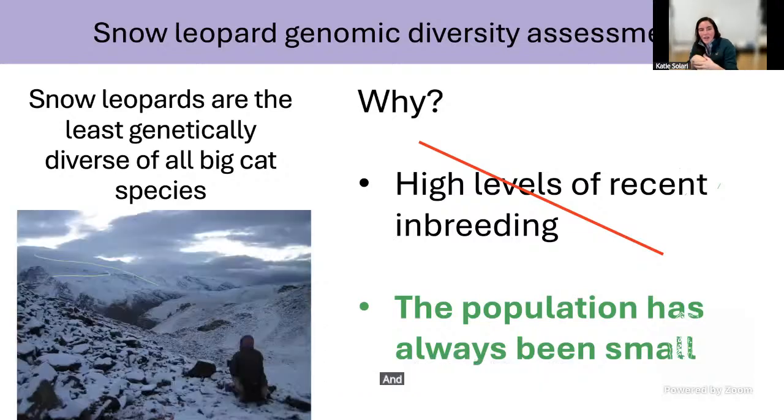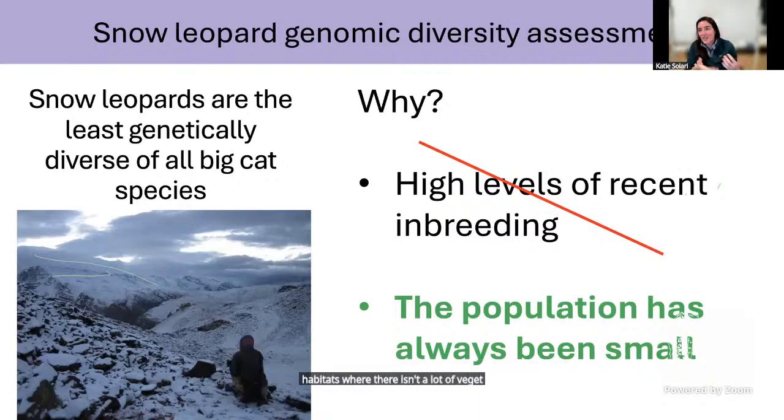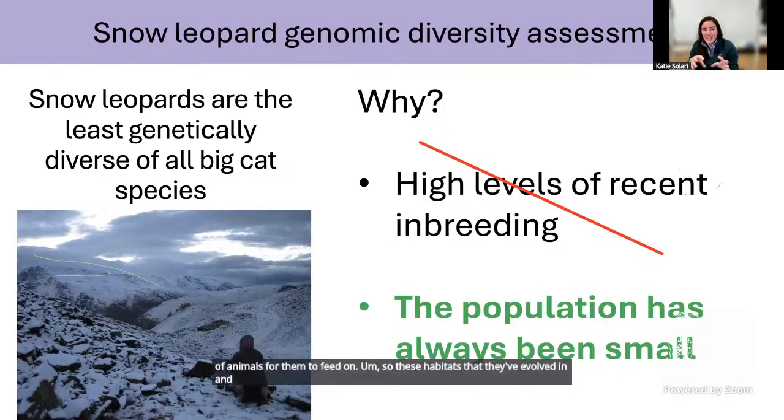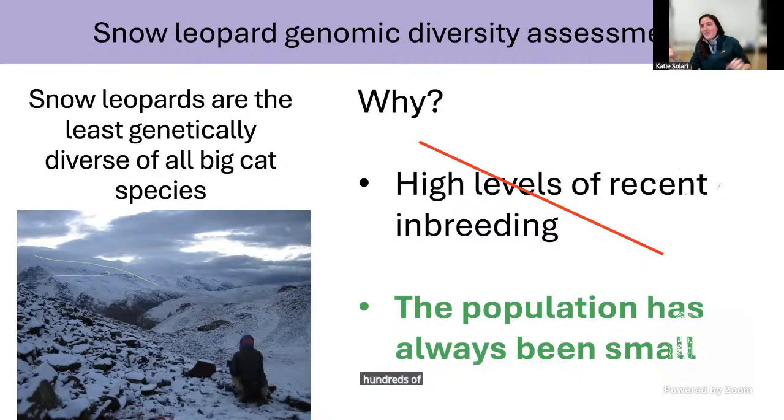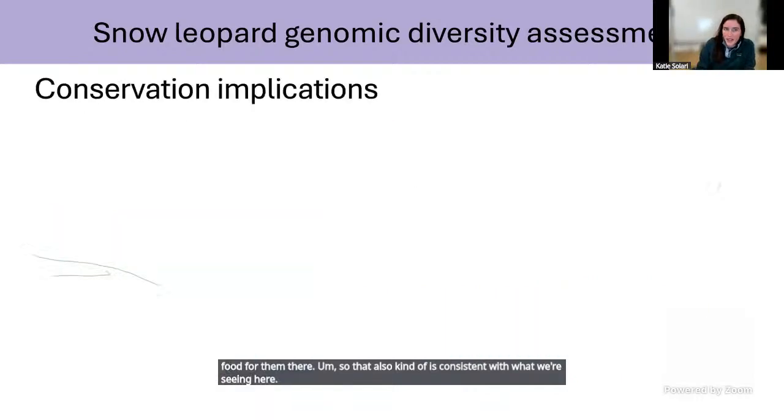And this also makes sense if you think about their ecology. Snow leopards live in these really remote habitats where there isn't a lot of vegetation, there isn't a lot of animals for them to feed on. So these habitats that they've evolved in and specialized in can't support hundreds of thousands of snow leopards. There just isn't enough food for them there. So that also is consistent with what we're seeing here.